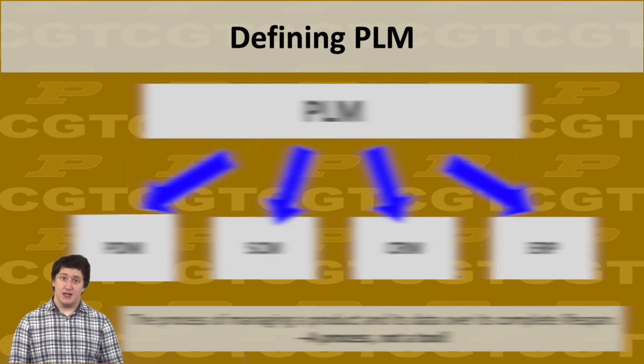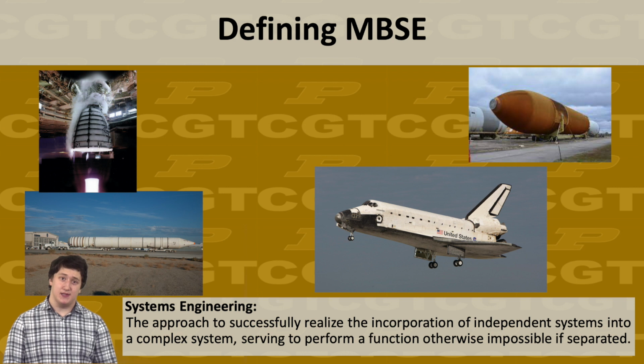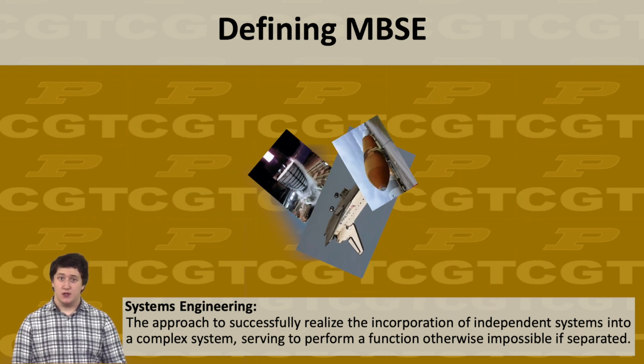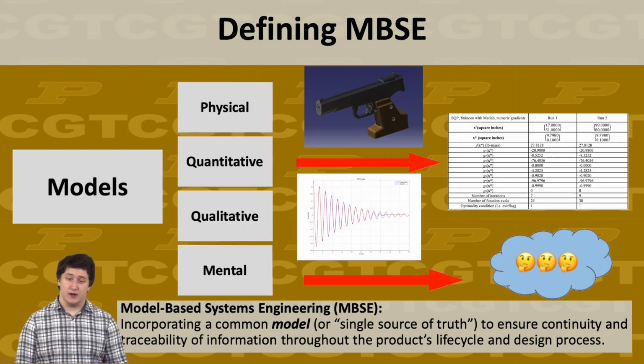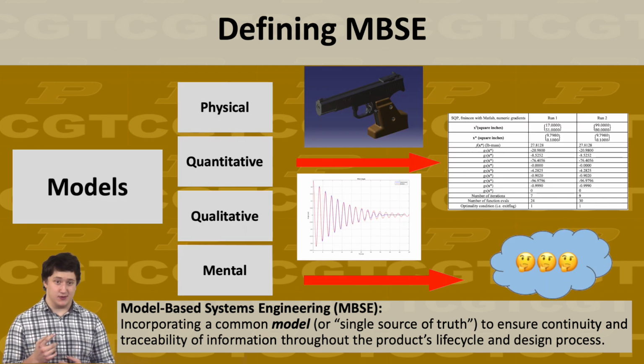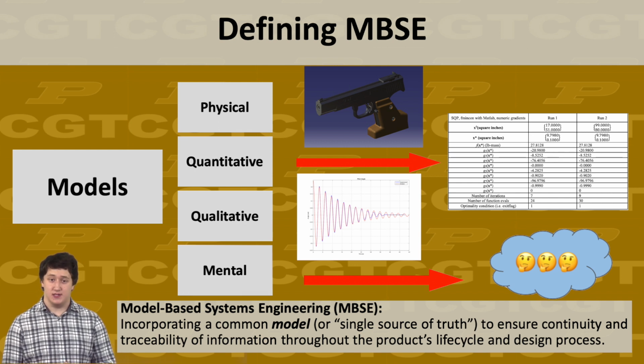And regarding MBSE, it first helps to define systems engineering, which is the approach to successfully incorporate independent systems into one or more complex systems, serving to perform a function otherwise impossible if on their own. MBSE incorporates the use of a common model to this method, sometimes known as the single source of truth, in order to ensure proper continuity of information across all entities involved in the systems engineering process. This can take multiple forms as well.